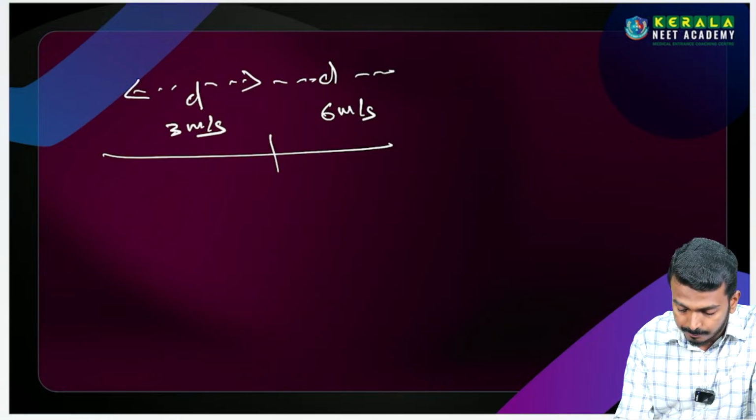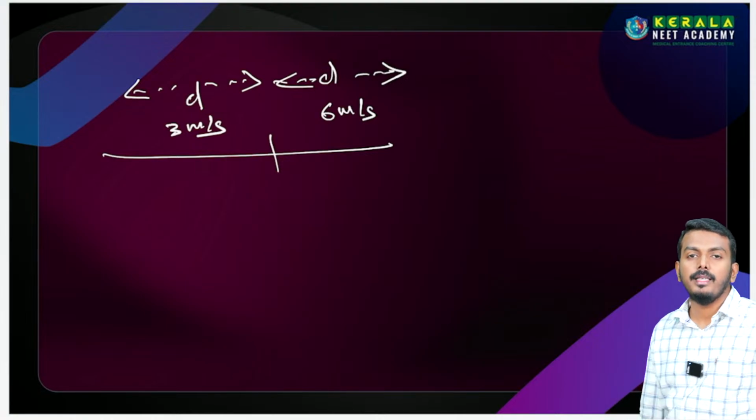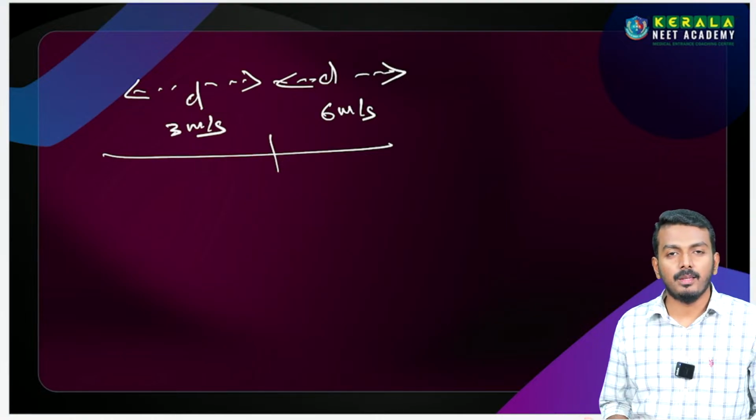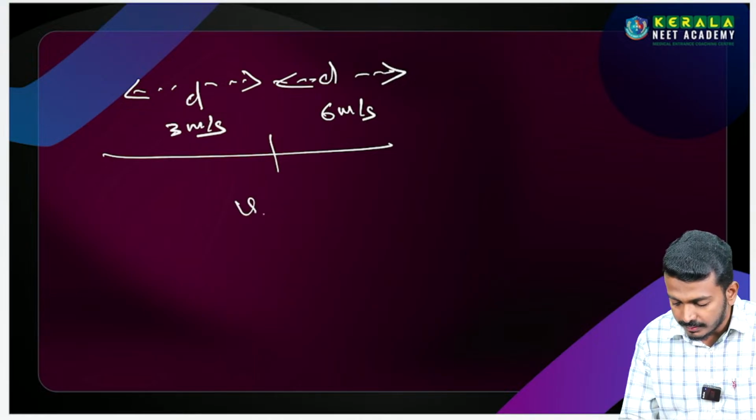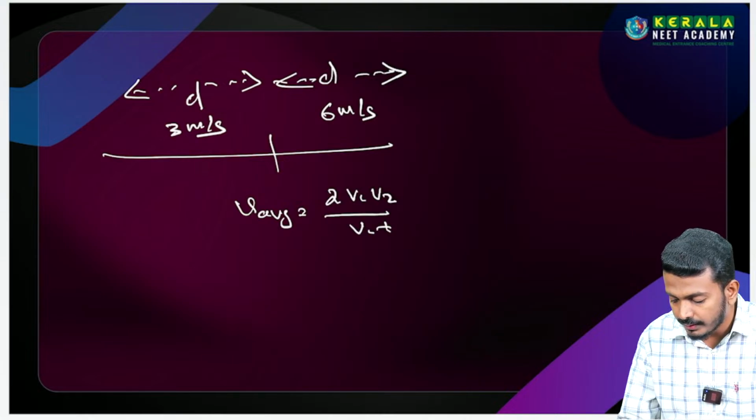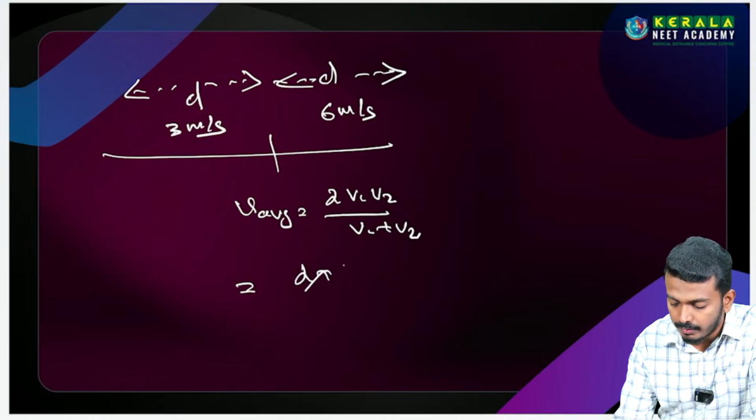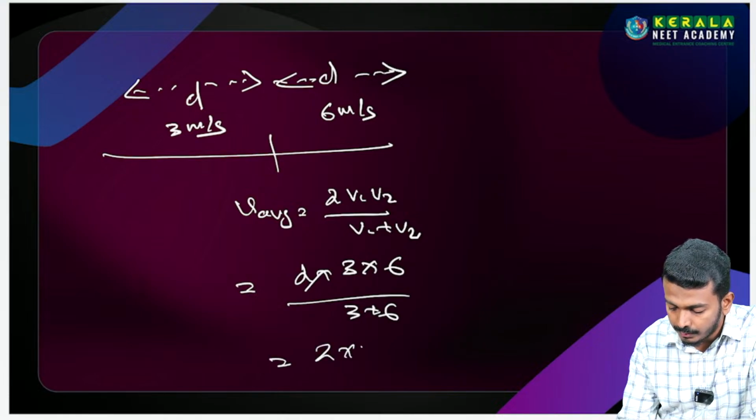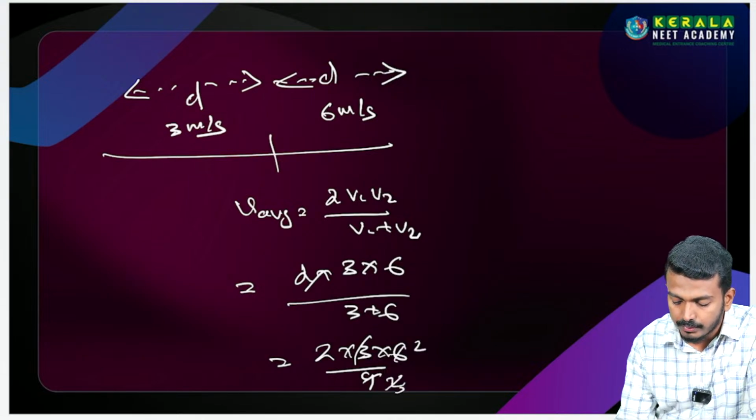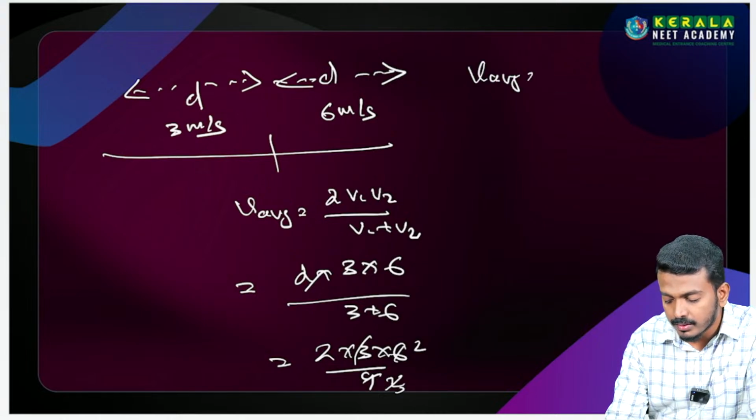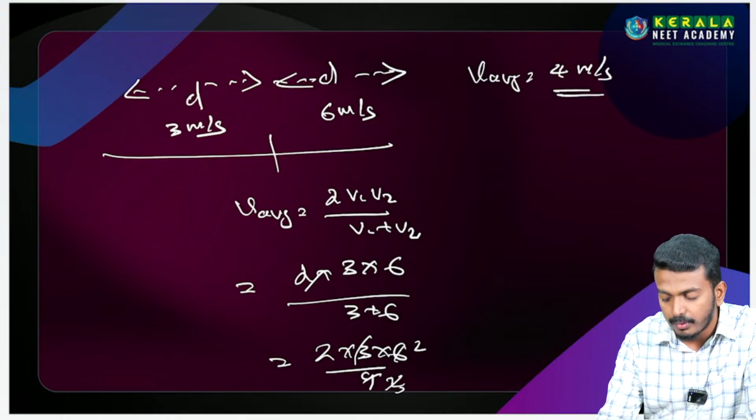Correct, these are distance intervals. If the distances are equal, then how to find the average velocity? Very simple. V average is equal to 2v1v2 divided by v1 plus v2. Which is equal to 2 into 3 into 6 divided by 3 plus 6, which means 2 into 3 into 6 divided by 9. When cut, this becomes 3; when this cancels, 2 comes. What is the answer? The average velocity of the entire journey is equal to 4 meters per second.